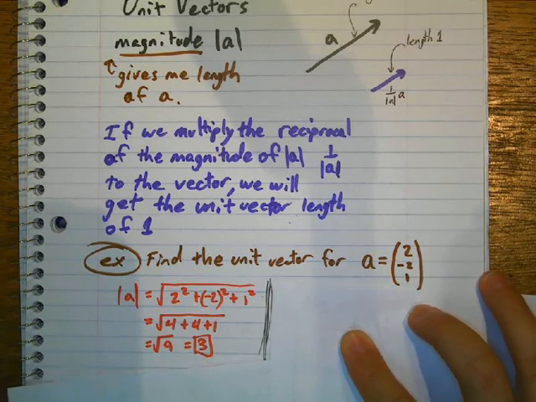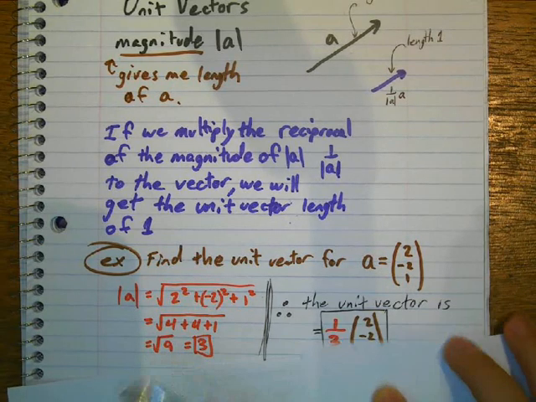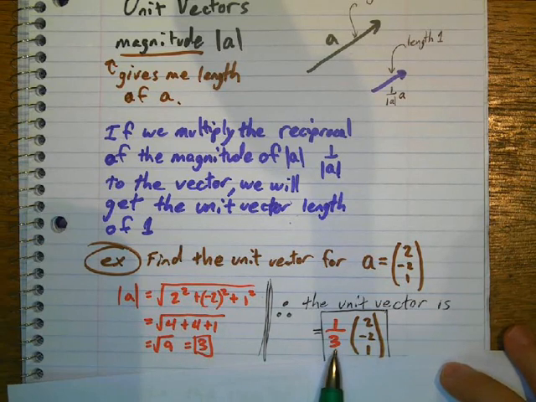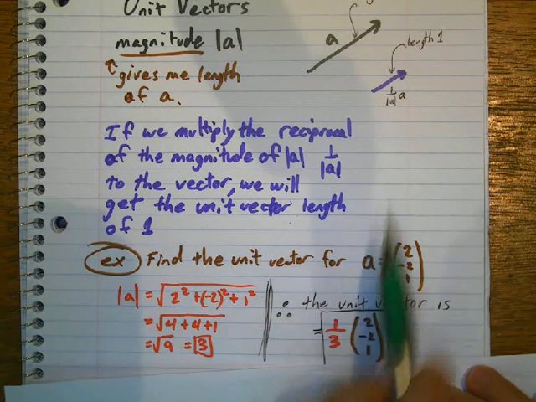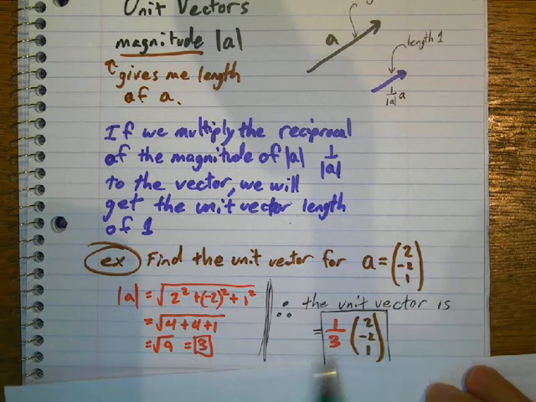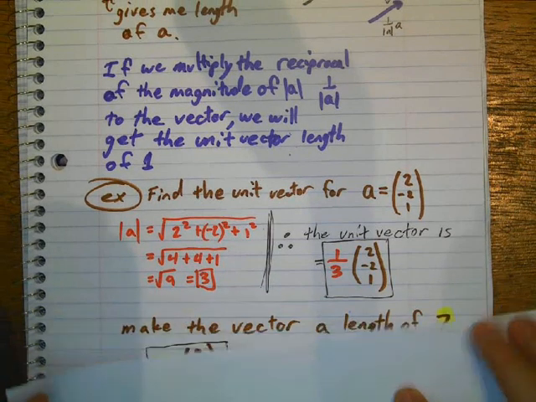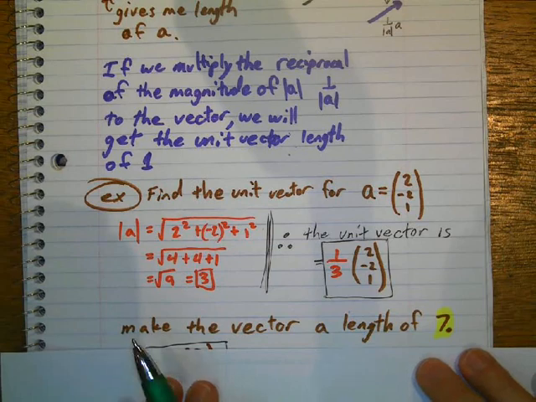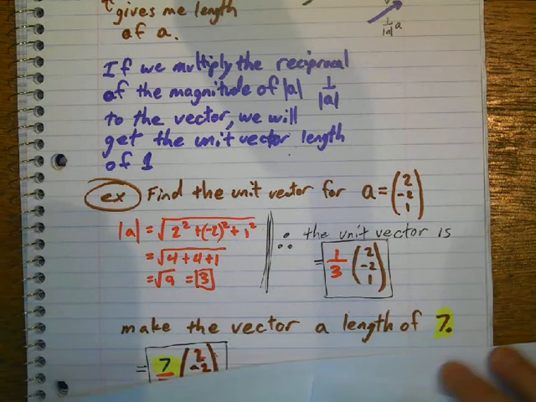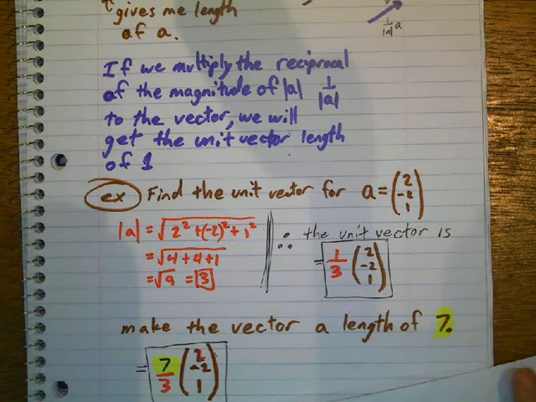Okay, since that's the length, if I multiply by 1/3, then the length is going to end up being 1, because the length of this vector is 3 units long. So if I multiply it by 1/3, then it's going to be a length of 1 unit. Okay, so what if I asked an additional question, make the vector a length of 7 units? Well, all I have to do is take this answer and multiply it by 7. And that is your notes on unit vectors and parallelism.